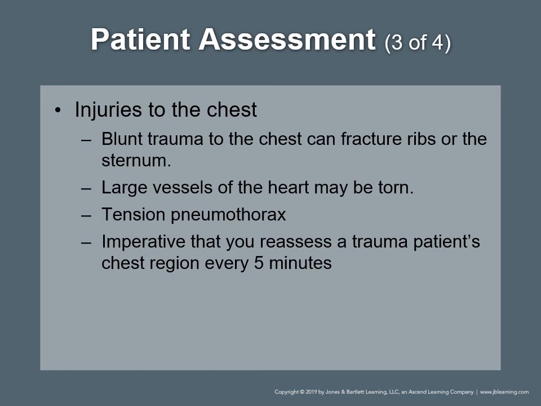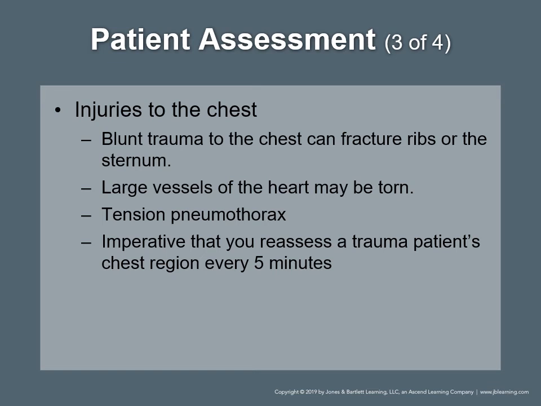Injuries to the chest. Blunt trauma to the chest can fracture ribs or the sternum. Depending on the severity of the trauma, the large vessels of the heart may be torn inside the chest and cause massive unseen bleeding. A pneumothorax: air collects between the lung tissue and the chest wall, compressing the lung tissue and interfering with the body's ability to effectively exchange oxygen.